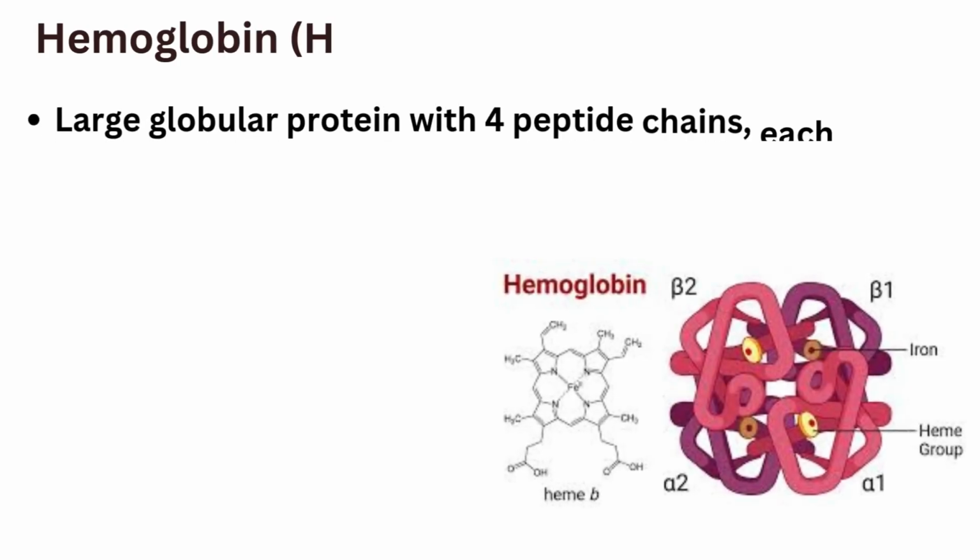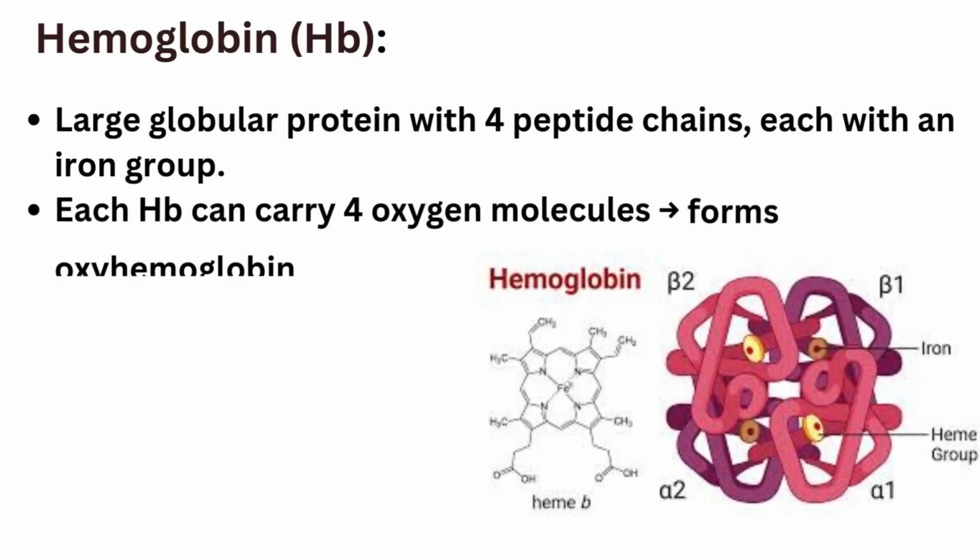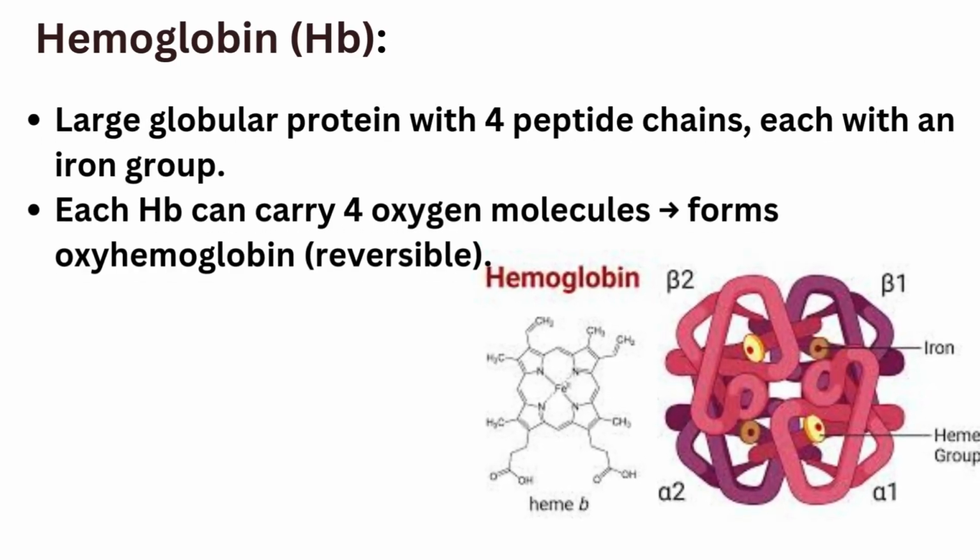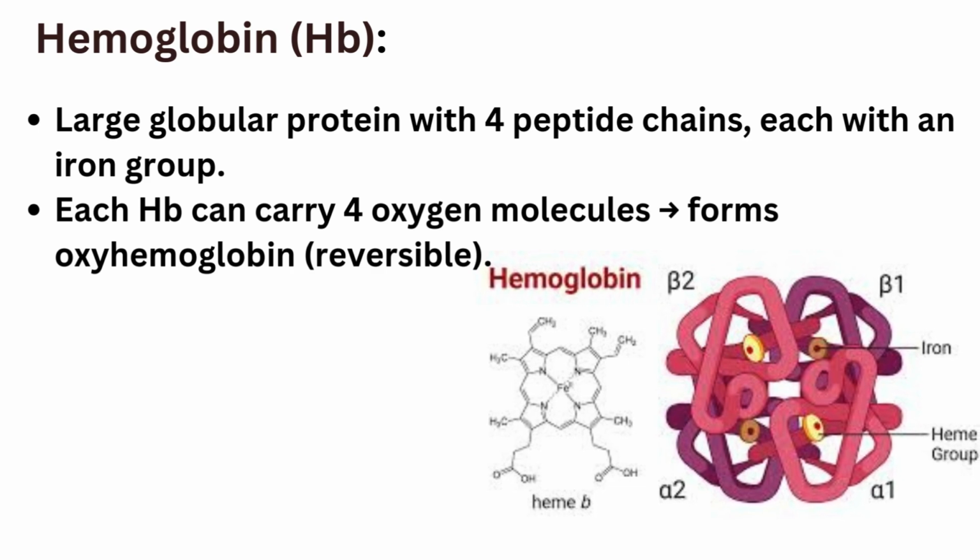Hemoglobin is a large, globular protein composed of 4 peptide chains. Each chain contains an iron group, allowing a single hemoglobin molecule to carry up to 4 oxygen molecules. When bound to oxygen, it forms oxyhemoglobin, a reversible process that enables efficient oxygen transport throughout the body.